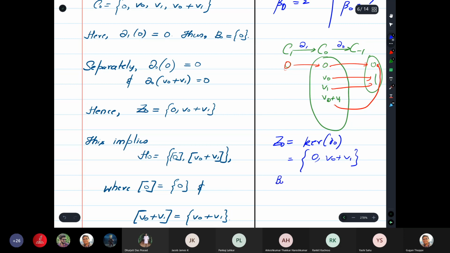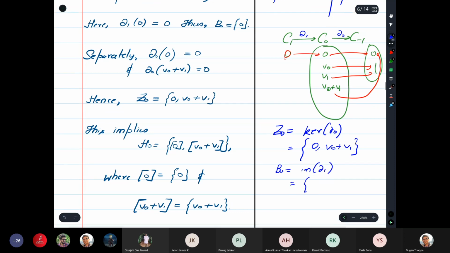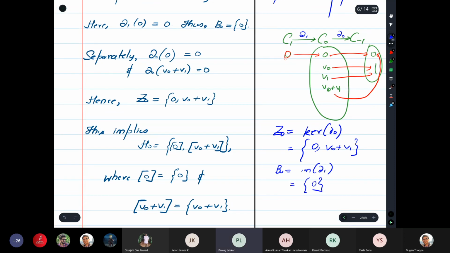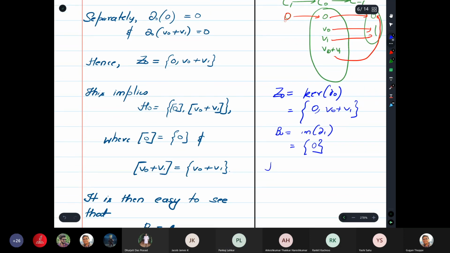What about V0? So what is V0? So this is the image of DABA 1. So image of DABA 1 turns out to be just 0, because 0 is the only element that gets mapped to. All right. So now you have to tell me what H0 is. What should I write?